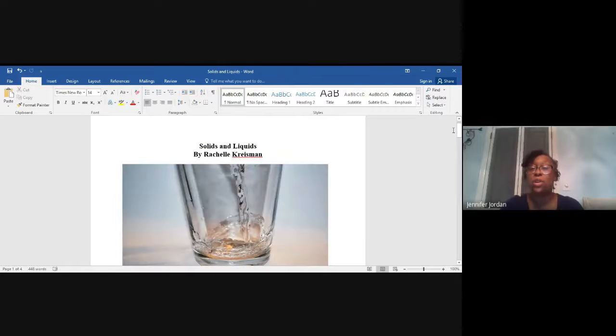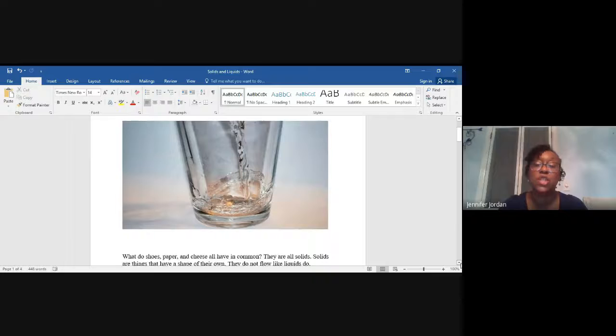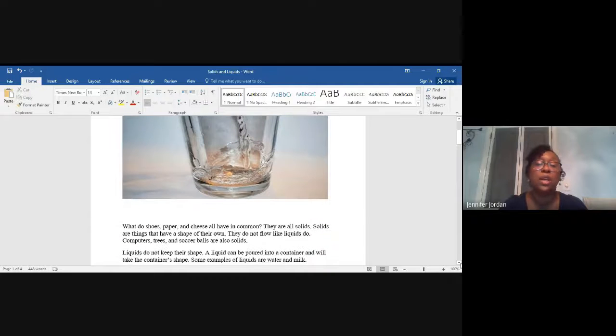As we read along, boys and girls, now would be a good time to take your pencil and underline key details, like if you come across the definition of a liquid or the definition of a solid. So let's get started reading. Solids and Liquids by Rachelle Cressman. This is from our ReadWorks. Here we go.